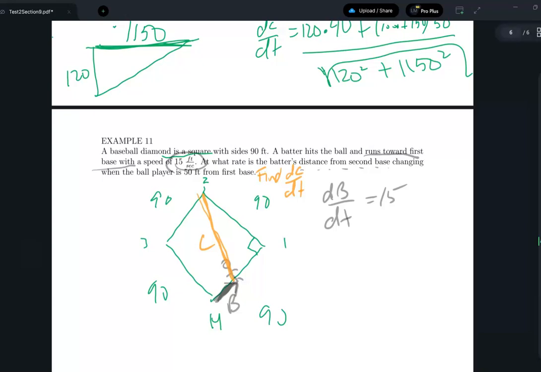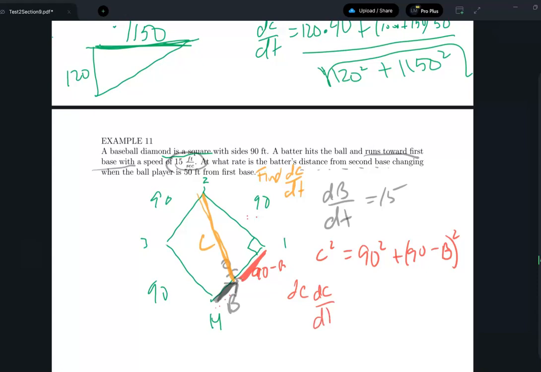Let's think about this side here. All of this is 90. And then I've got this B going on. So what would the length of that side be? The length here would be 90 minus B. So thinking about my equation, I've got the hypotenuse, C squared, equals 90 squared, this one, plus, oops, that's supposed to be a 90, (90 minus B) all squared. Okay, I'm ready to take the derivative. So let's do it. So I get 2c dc over dt.